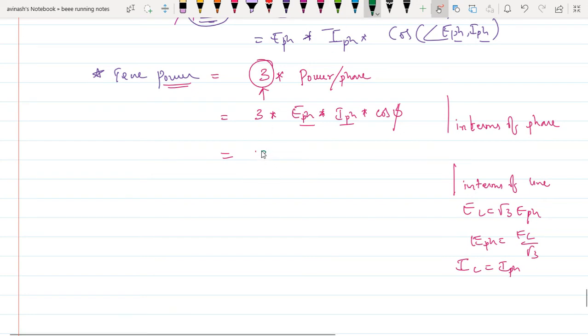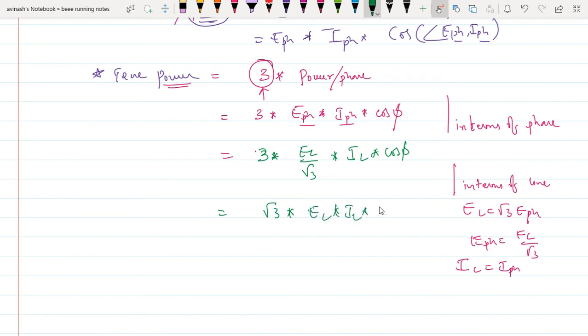That implies 3 into phase voltage, which is nothing but line voltage divided by root 3, into what is the phase current? Phase current and line current both are the same, into cos phi. Then what do we get here? The root 3 out of 3 times will get cancelled here. Then we get root 3 times EL into IL into cos phi. This is nothing but the true power.